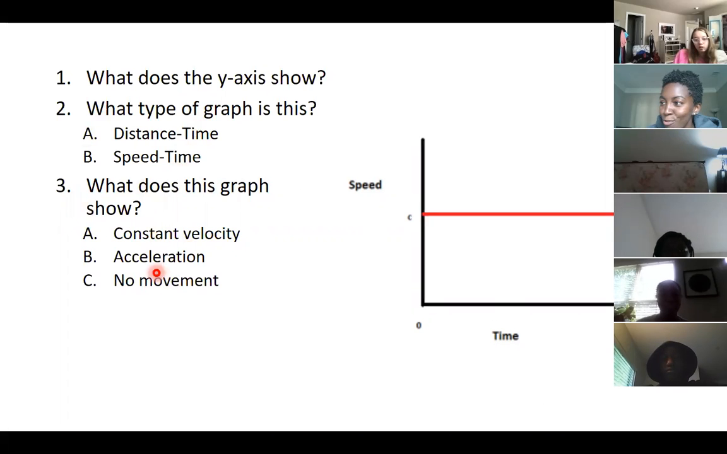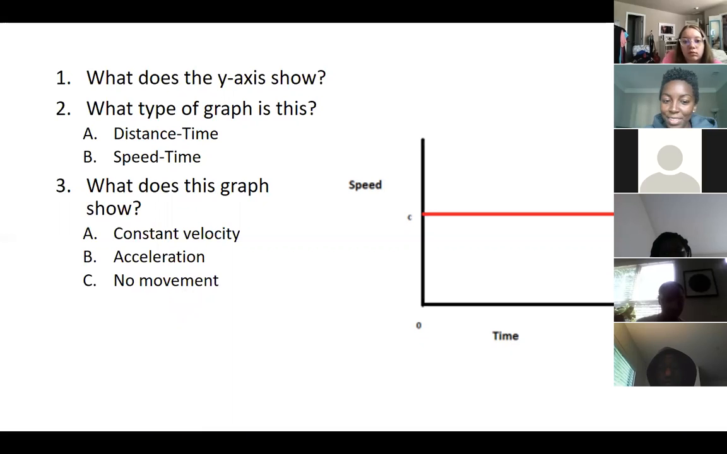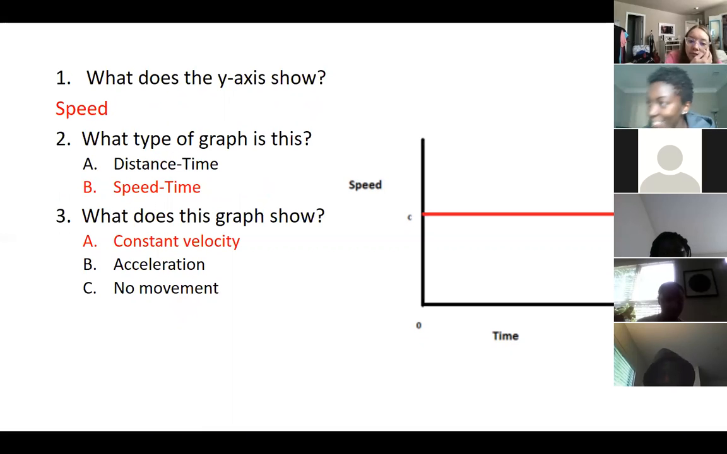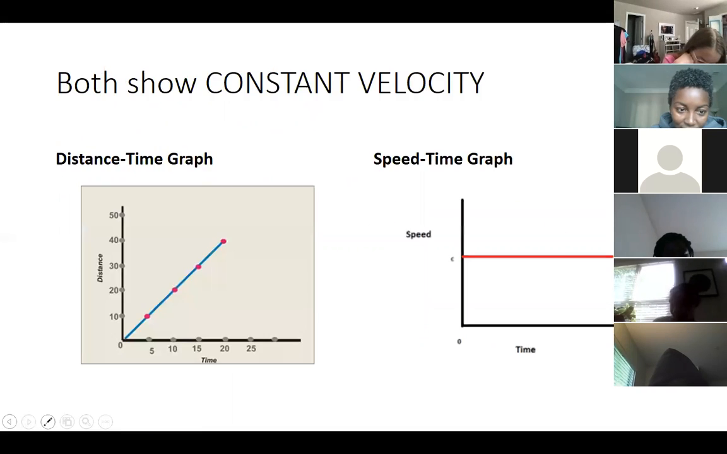A, B, or C? What does this graph show? A, B, or C? Oh, I heard A and C. Which one is it? A. It is A. Very nice. Now, if this said distance, the answer would have been C. But this says speed now, so this is a constant velocity. Very good.